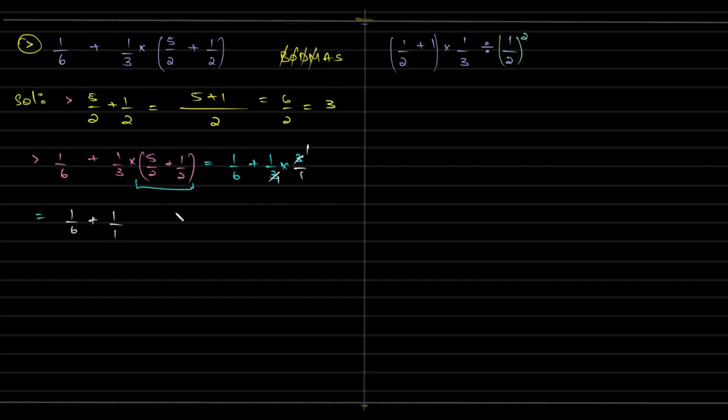We have addition. The LCM between 6 and 1 is 6. So what should I do with the first term? Should I do something? No, right? What about the second one? Yes, we need to multiply with 6 by 6. So we have 1 by 6 plus 6 by 6. LCM is 6, the denominator is 6. So we have the numerator to be 1 plus 6, that is 7 by 6. And that's your answer. Addition is done. There's no subtraction. We are done.